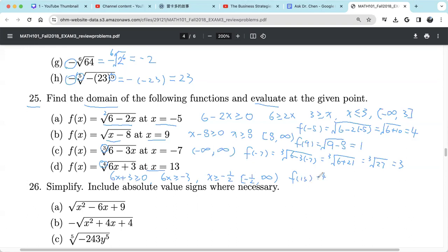So we have the 4th root of 6 times 13 plus 3. 6 times 13, 3 times 6, 18, 10 times 6, 60, so 78. 78 plus 3. Oh, that's the 4th root of 81. The 4th root of 81 equals 3, because 3 raised to 4 is 81.